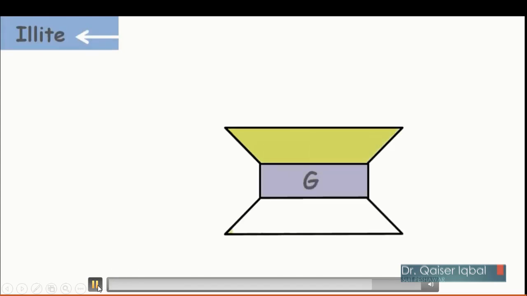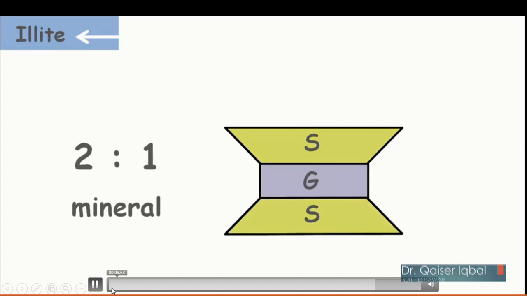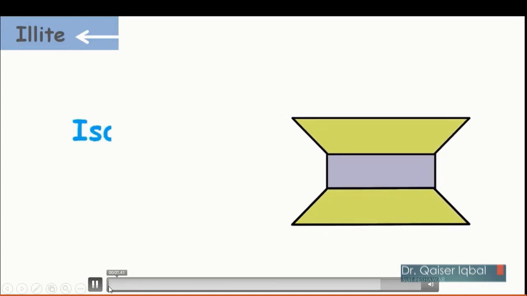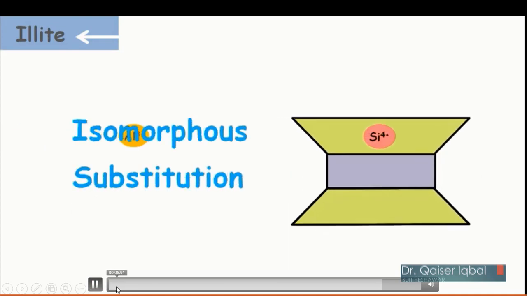Then coming to Illite. Now Illite is also a 2:1 bond. There are two silica sheets and one gibbsite sheet, the silica sheets on the sides and the gibbsite sheet in the middle. Over here there is isomorphous substitution, so silica is replaced by aluminum over here.